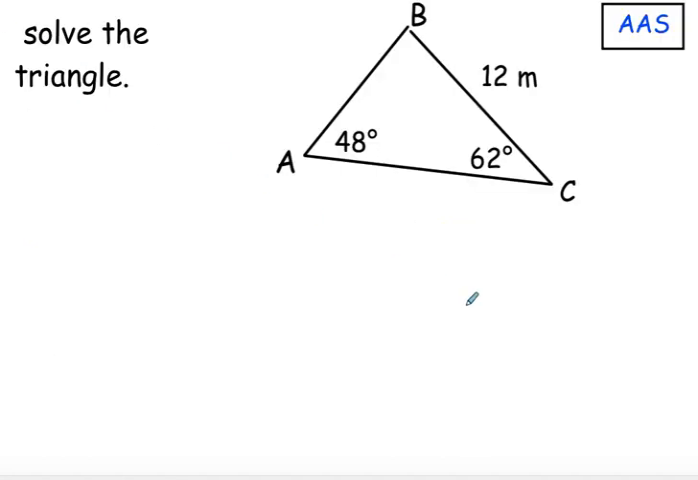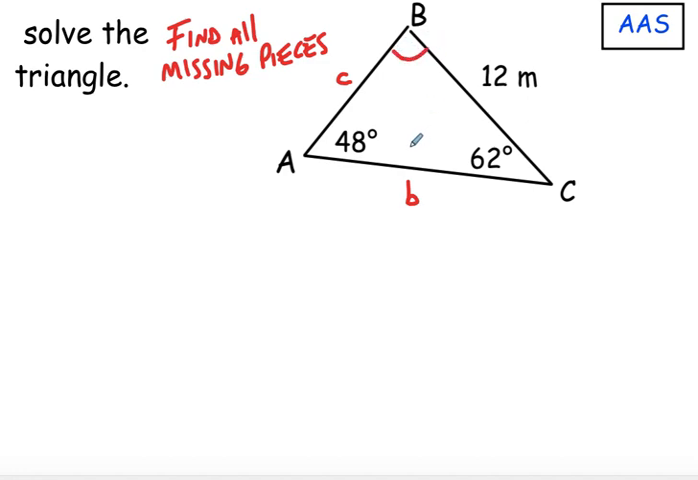So here's our first example. We're going to solve this triangle, which means find all the missing pieces. So that means we have to find this side across from angle C. We have to find this side across from angle B. And we have to figure out what angle B actually is. So that's our goal. Let's start with the things we know.